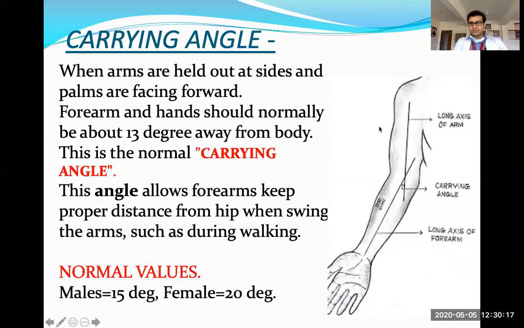Right, you can see in the picture the carrying angle, which is formed by the long axis of the arm and the long axis of the forearm. The angle formed between those two is the carrying angle, and normally it should be around 13 degrees. So normal values in men are around 15 degrees and in females around 20 degrees.